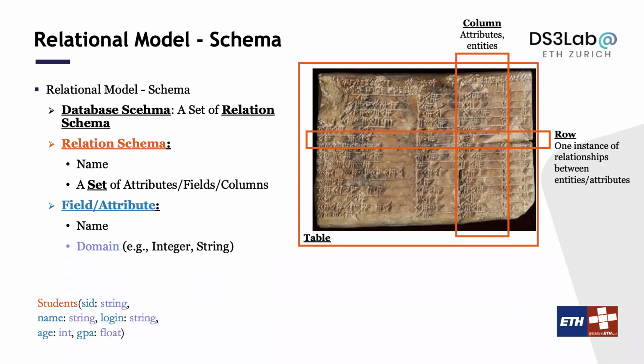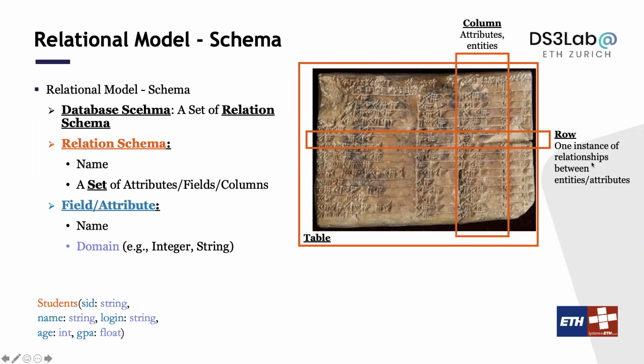So let's look at one example. This is one schema for one relation called students, okay? The name of the relation is students. And then we have 5 attributes in this relation. The first attribute is student ID. The others are name, login, age, and GPA. All of these are the names of the 5 attributes. And for each attribute, you have the domain.